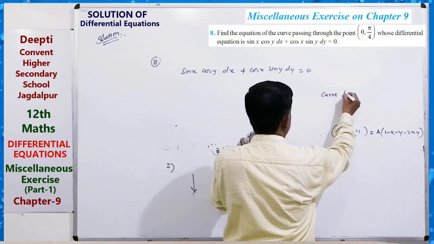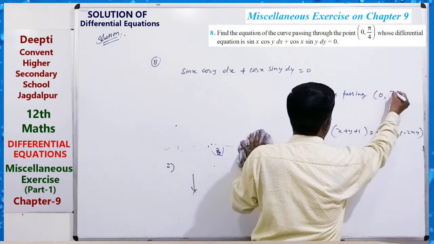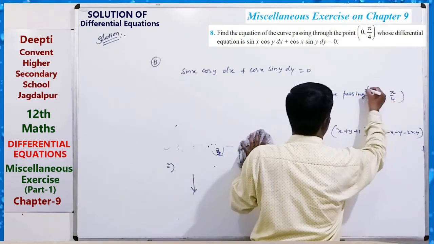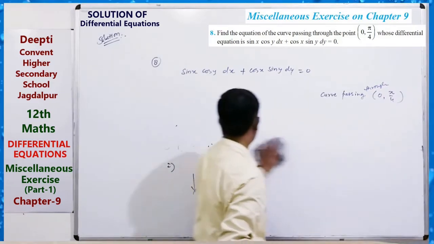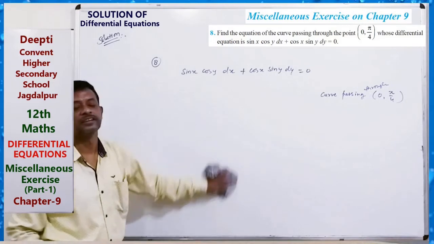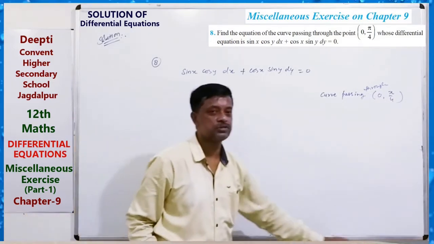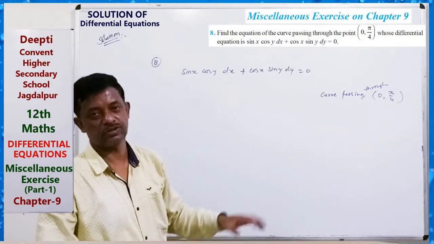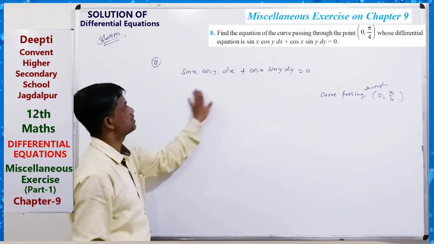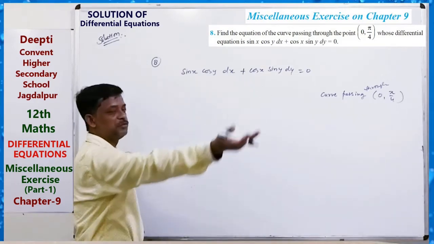Just we have to find the particular solution of this equation. This is given. So how can we solve it? Just divide this equation by cos x cos y. Okay, by cos x cos y you have to divide this. Then we can get tan x and tan y.